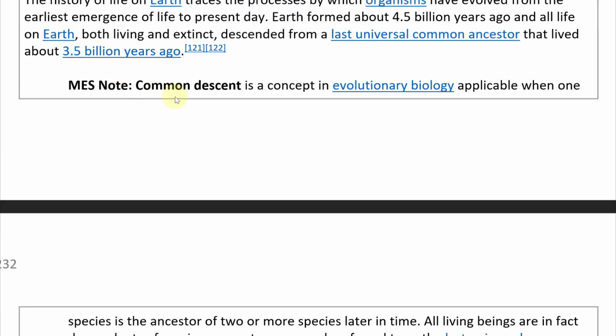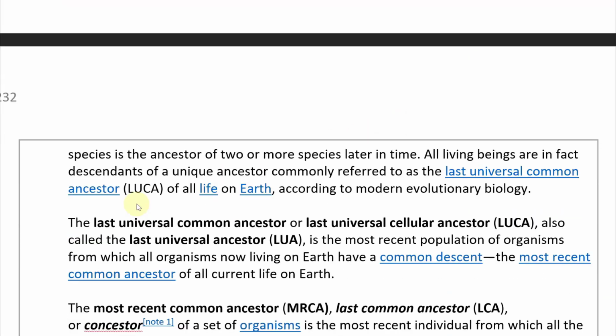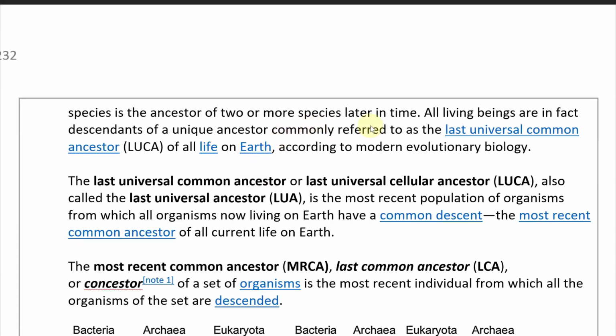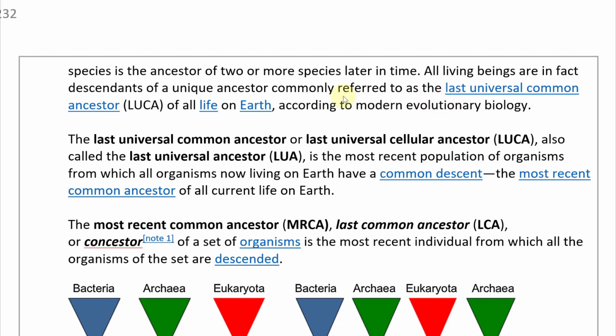So continue further. Common descent is a concept in evolutionary biology applicable when one species is the ancestor of two or more species later in time. All living beings are in fact descendants of a unique ancestor commonly referred to as the last universal common ancestor, or LUCA.